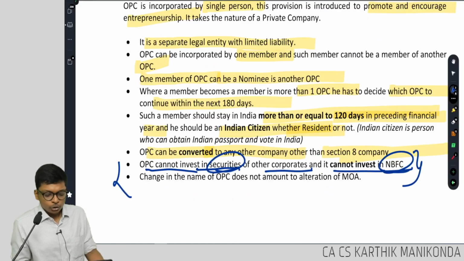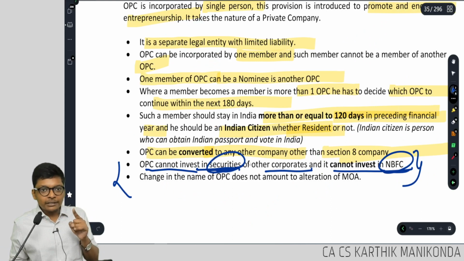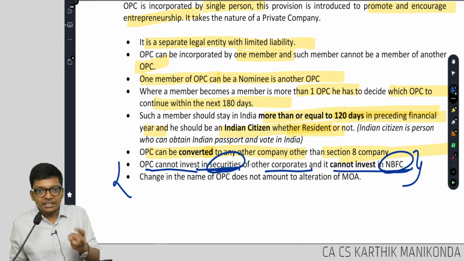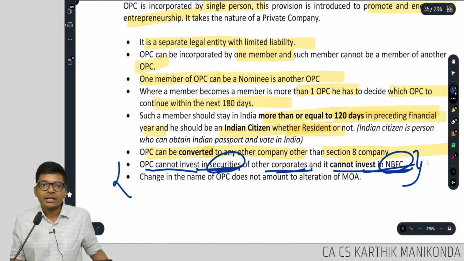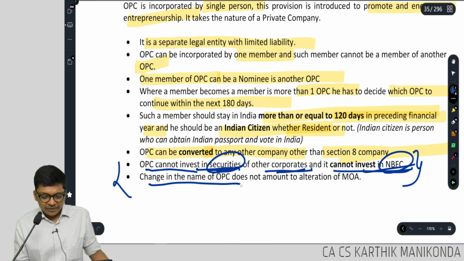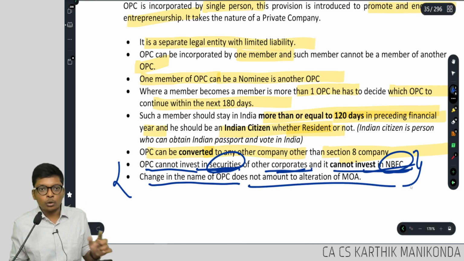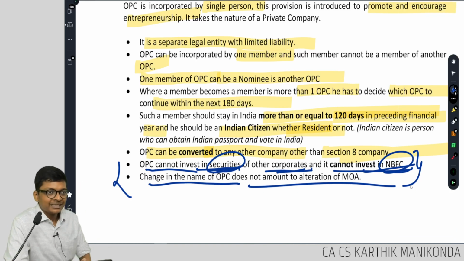That's why you cannot invest in securities, not just shares. Securities include shares, debentures, bonds, etc. of other companies. Cannot invest in NBFC. Last one, change in name of OPC does not amount to alteration of MOA. You will understand this when I take MOA in the next chapter. Are you following, guys? Clear?